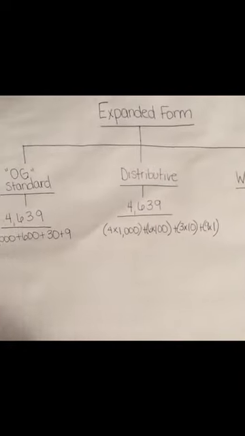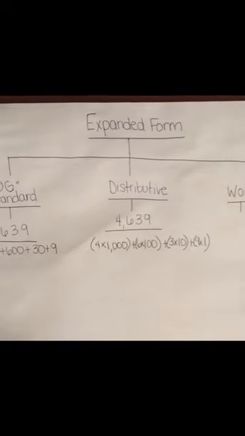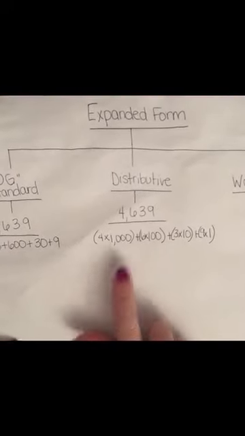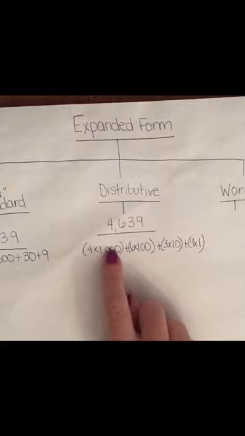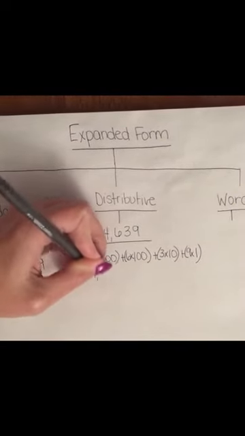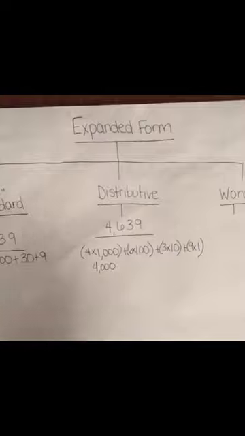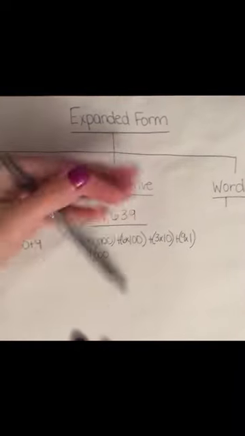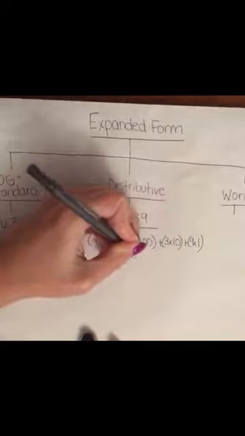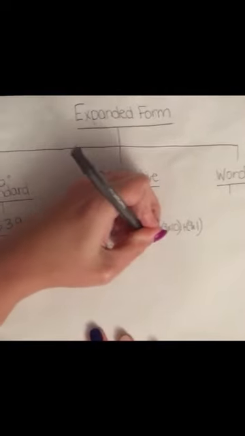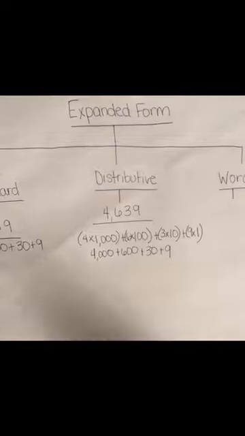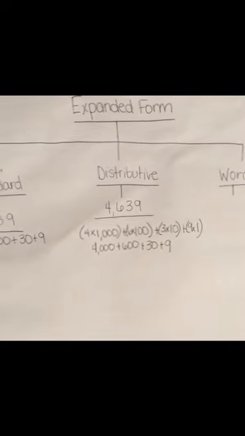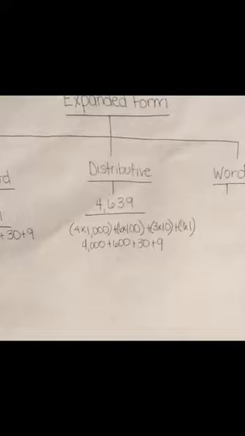So as you can see, a little different than the OG, or the standard method, where we're actually taking this number and we're putting it into distributive 1,000s. How many? 4. 4 times 1,000 is 4,000. Next one, 100, 6 times 100, 600, 3 times 10, 30, and 9 times 1, 9. So it's kind of, we took this version and we expanded it further. But I wouldn't say it's harder, just a different way of looking at it.